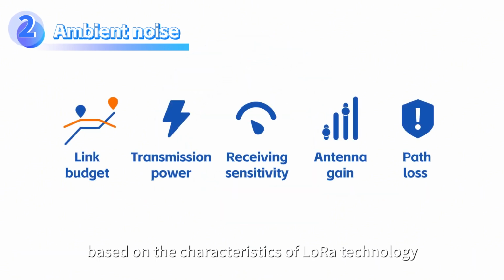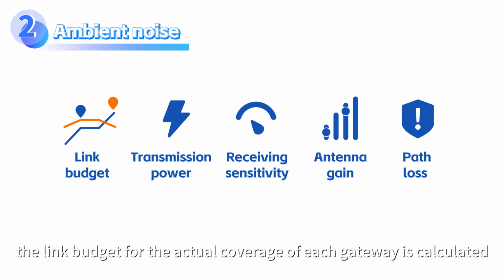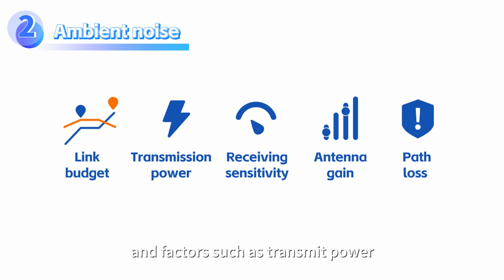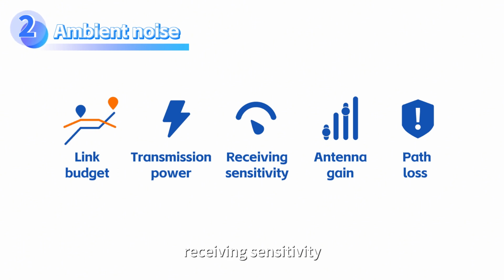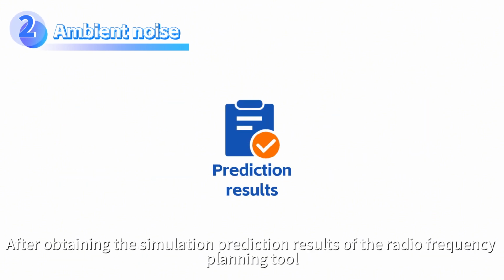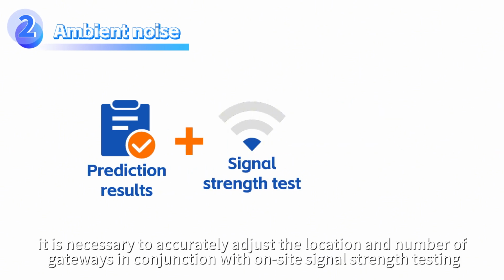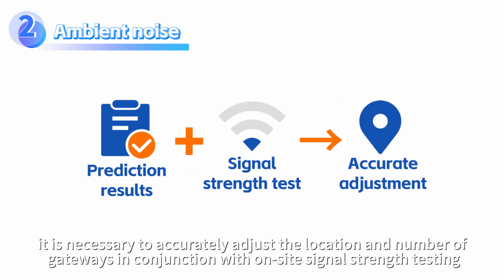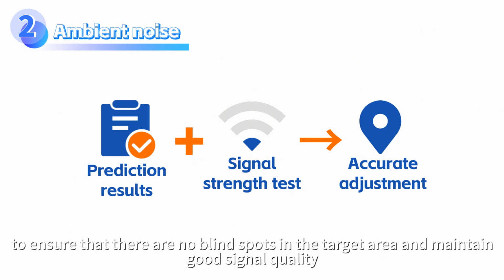First, based on the characteristics of LoRa technology, the link budget for the actual coverage of each gateway is calculated, and factors such as transmit power, receiving sensitivity, antenna gain, and path loss need to be included in the calculation. After obtaining the simulation prediction results of the radio frequency planning tool, it is necessary to accurately adjust the location and number of gateways in conjunction with on-site signal strength testing to ensure that there are no blind spots in the target area and maintain good signal quality.